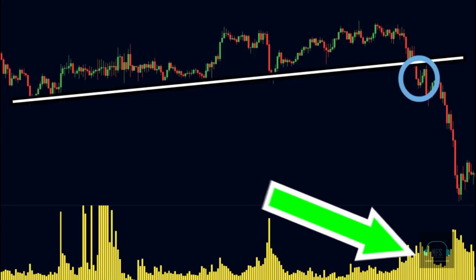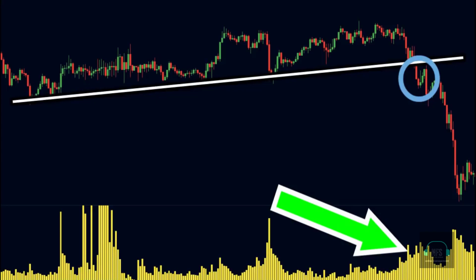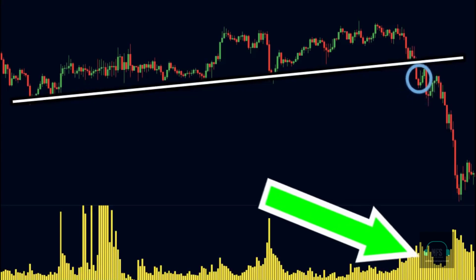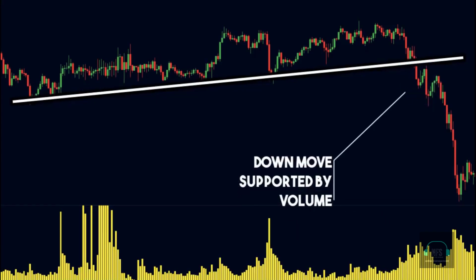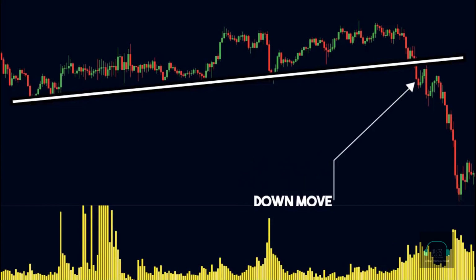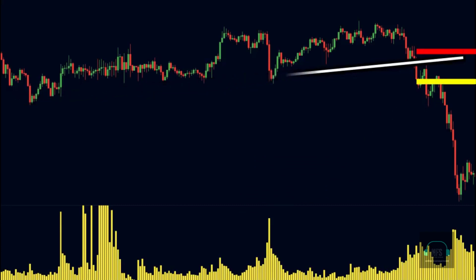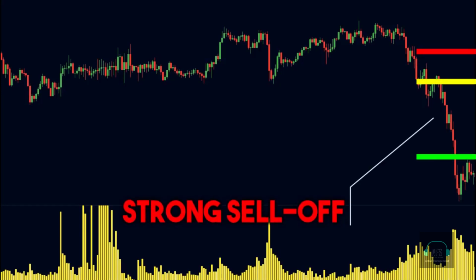Look at the volume on this candle. As we can see, the volume is rising as the price breaks the trend line. This is a clear sign that the down move is being supported by the volume. Therefore, we sell the pair here. We will keep our stops above the trend line, and we will keep our targets at 2:1 risk to reward ratio. As you can see, the price sees a strong sell-off after our entry.